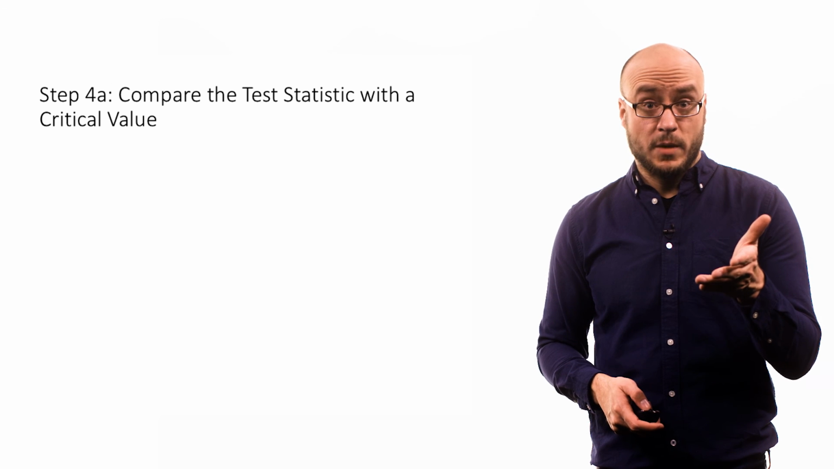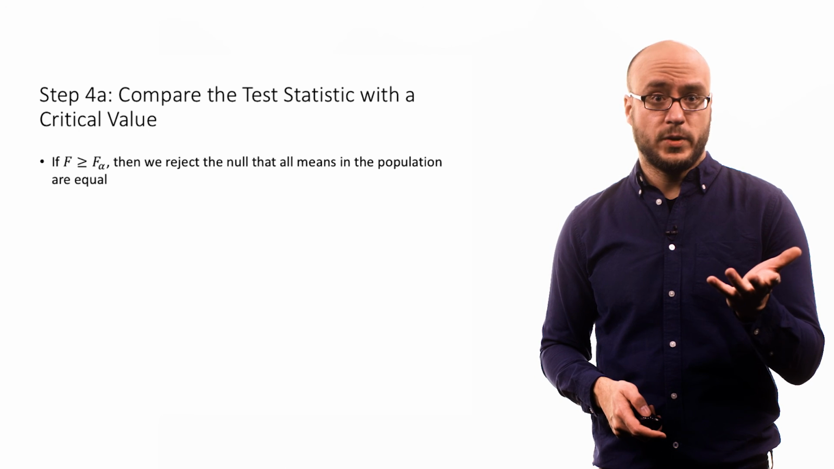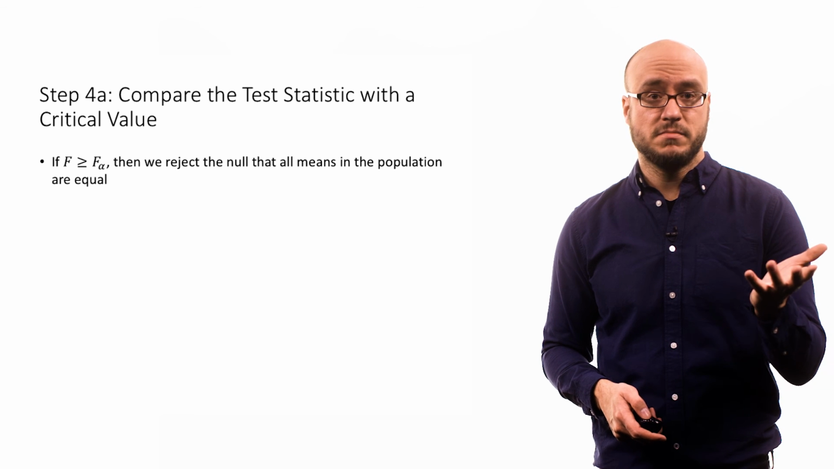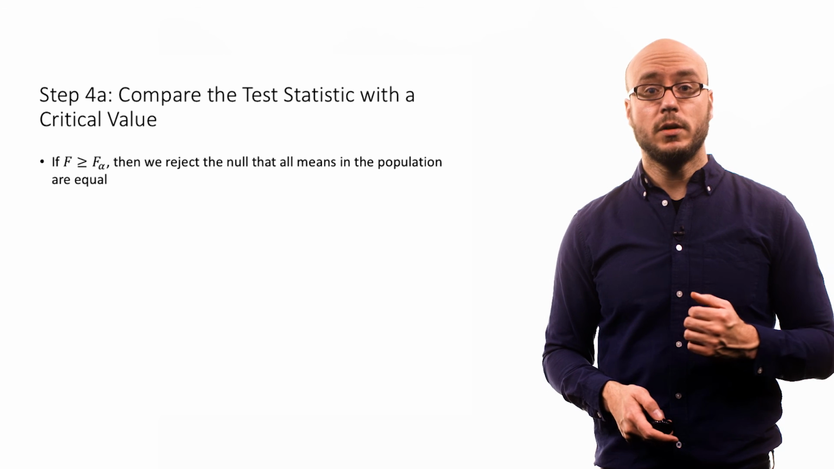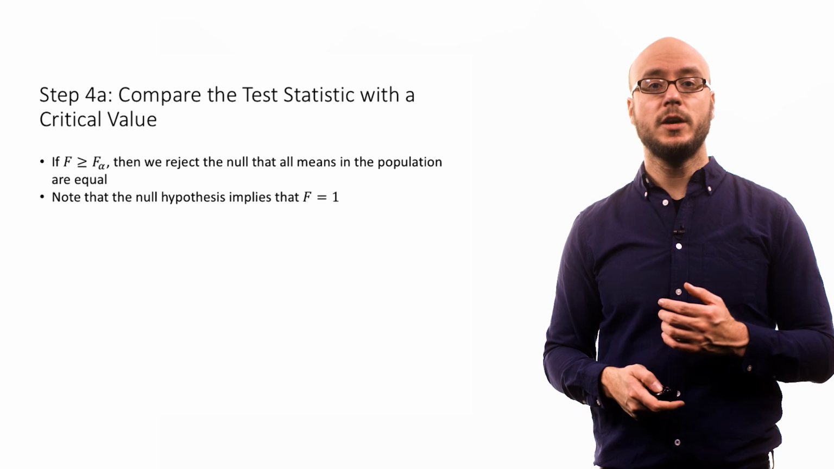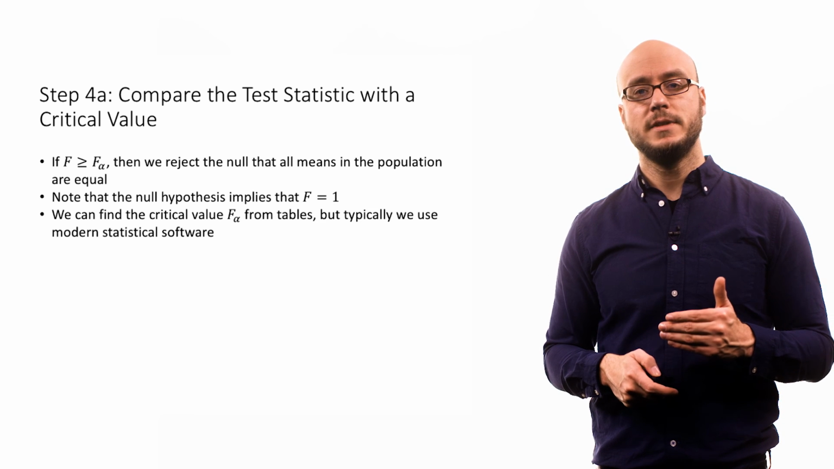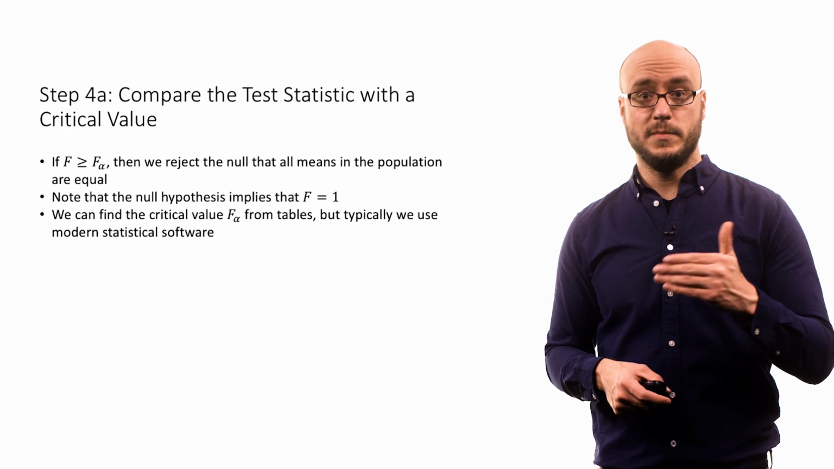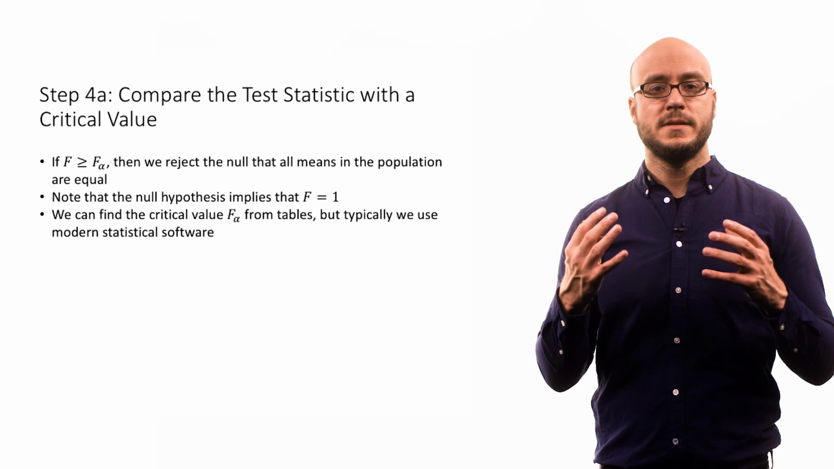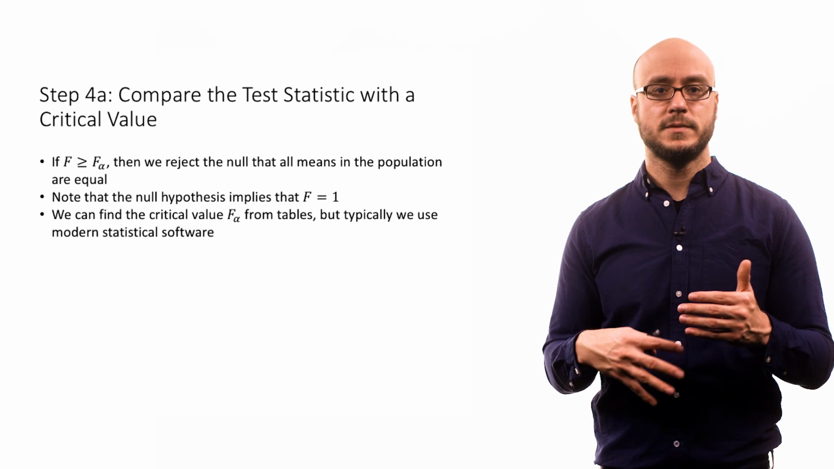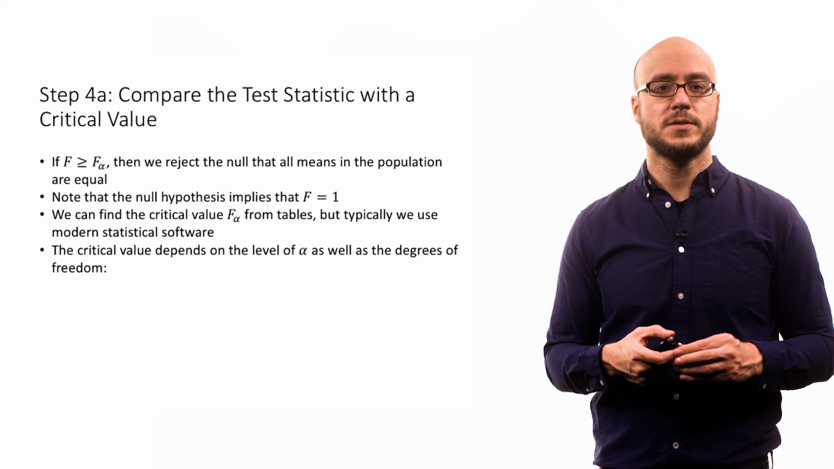We can compare this F test statistic with some critical value. In that particular route, if this F test statistic is greater than or equal to the critical value, then we can reject the null, that all the means in the population are equal. The null hypothesis implies that the F ratio equals 1, right? That the mean squares between equals the mean squares within. We calculate this critical value, which we call F subscript alpha. We can use tables, but we will typically use statistical software.